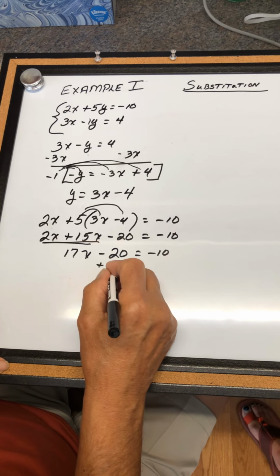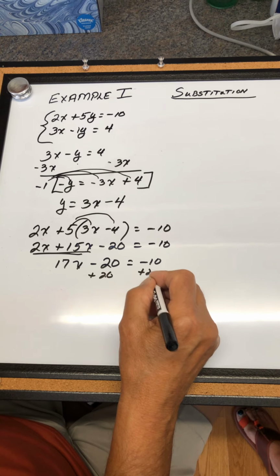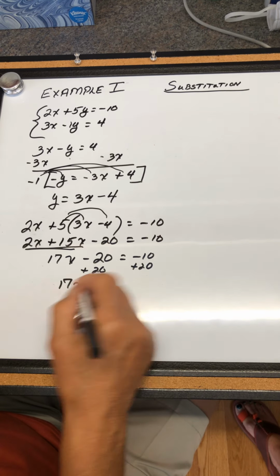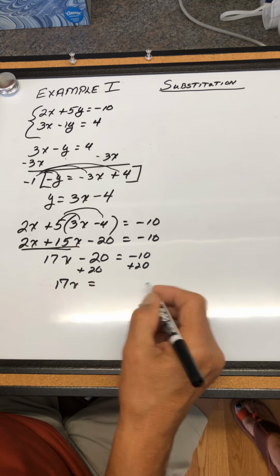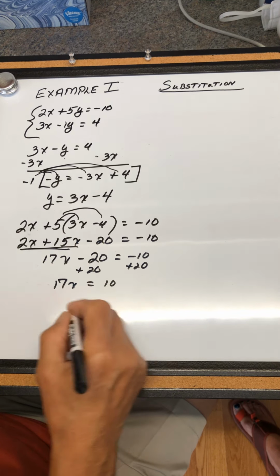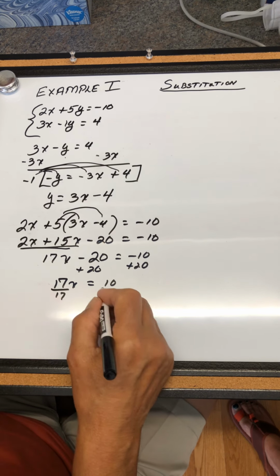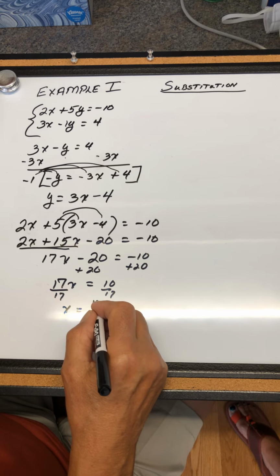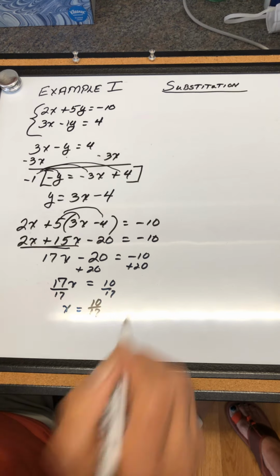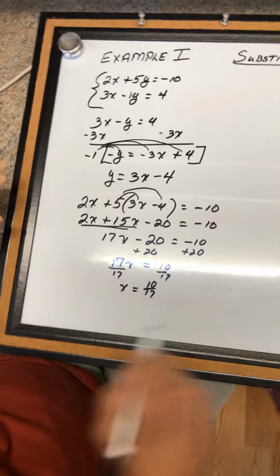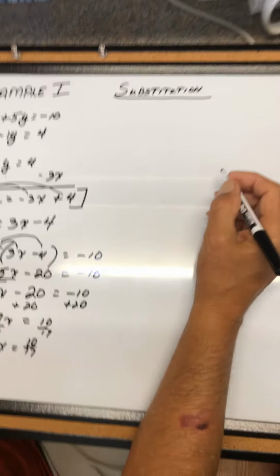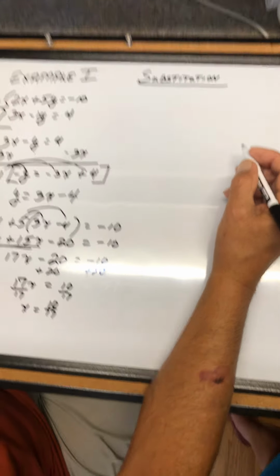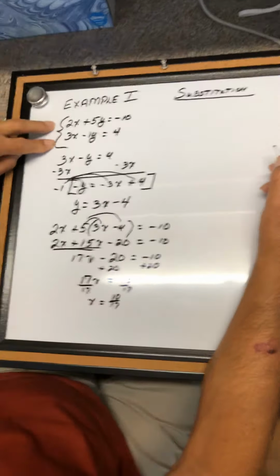Additive inverse on both sides gives me 17x. This becomes 0. I don't have to put 0 in there. And it gives me 10. Divide both sides by 17, and I get x is equal to 10 over 17. Leave it that way. Now, take that and put it into either equation and solve for y.